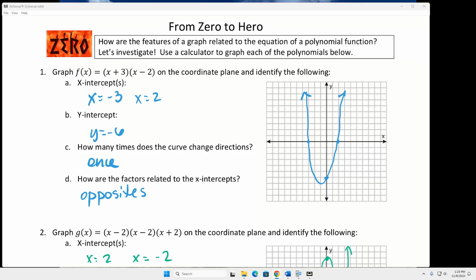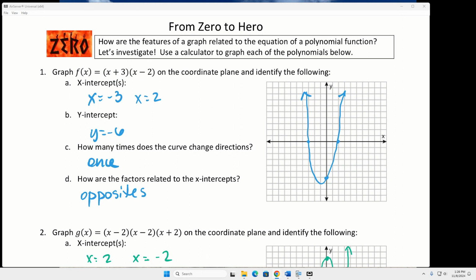All right, so the first one is not any different than what we did yesterday and the day before with the quadratics. It is in factored form or intercept form. When you want to find the x-intercepts, you just do the opposite of what's in the parentheses. If you wanted to find the y-intercept without a calculator, you can put 0 in for the x's, and that becomes 3 times -2, which is going to be -6 for the y-intercept.